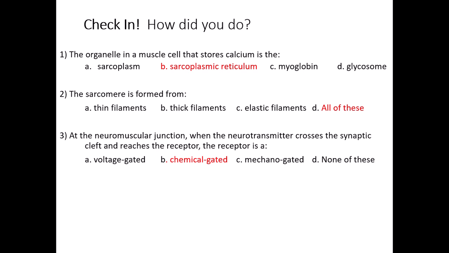Question 3. At the neuromuscular junction, when the neurotransmitter crosses the synaptic cleft and reaches the receptor on the sarcolemma, the receptor is B, chemical gated. So remember, it's being triggered by the neurotransmitter, the acetylcholine. So that's a chemical response. It's not voltage gated. It's not triggered by changes to membrane potential. We haven't talked about mechanogated, or mechanical, receptors, which respond to physical changes in shape. So it was definitely chemical gated because that neurotransmitter is a chemical.